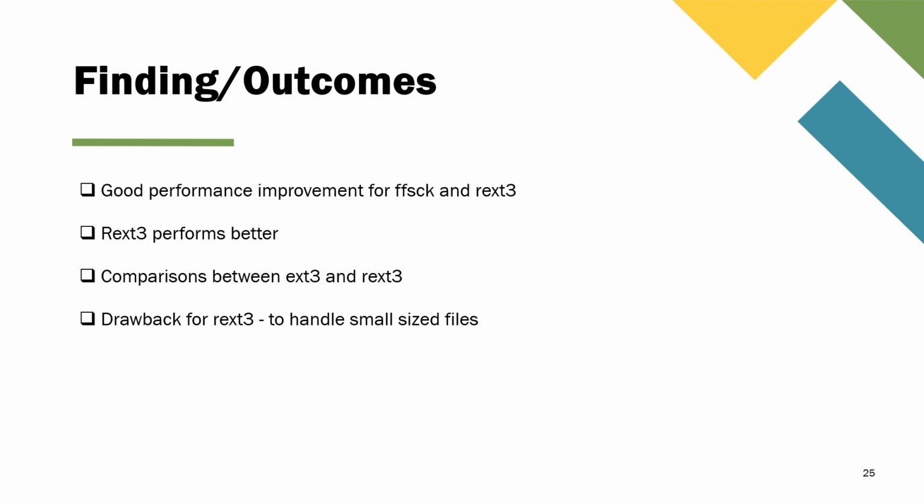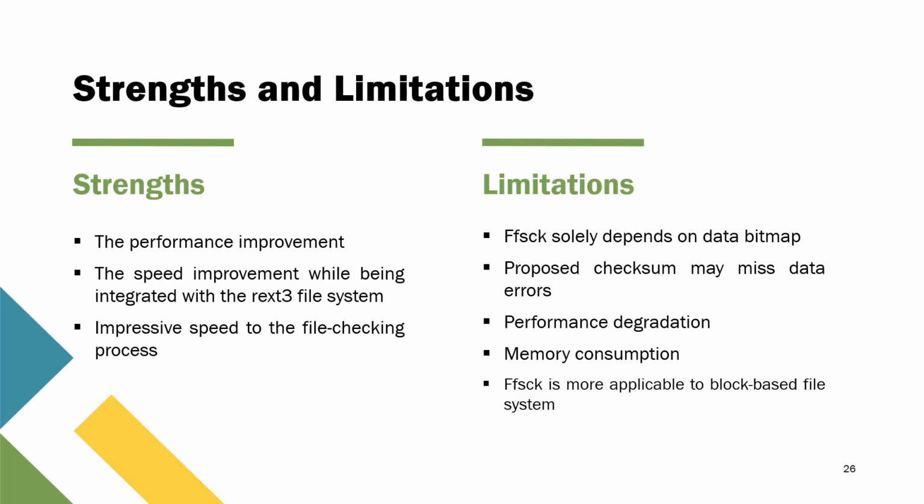Now I'm going to the next slide. Now I will talk about the strengths and limitations from this paper. Strengths. The first strength is the performance improvement. The second one, the speed improvement while being integrated with the REST file system. The third one, impressive speed to the file checking process. The limitation. The major limitation from this paper is that the fast file system solely depends on the data bitmap. The proposed checksum is very simple and may miss data errors due to collision. The third one, it may degrade the performance of the checker process. The fourth one, memory consumption. The last one, this file system is more applicable to block-based file systems.